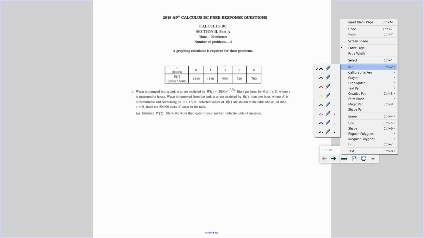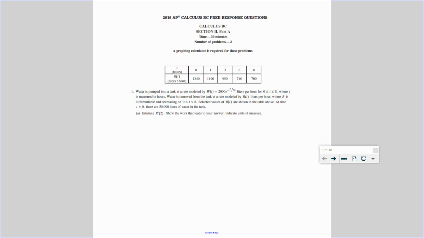And the first question, if you hopefully have already read it, talks about water being pumped into a tank given by this rate. Now be careful, this is going, of course, in the tank right there. So maybe remember, because this is a rate, chances are we're going to have to integrate for the first 8 hours. Then they tell us water is being removed from the tank given by R(t), and they give us the table here.